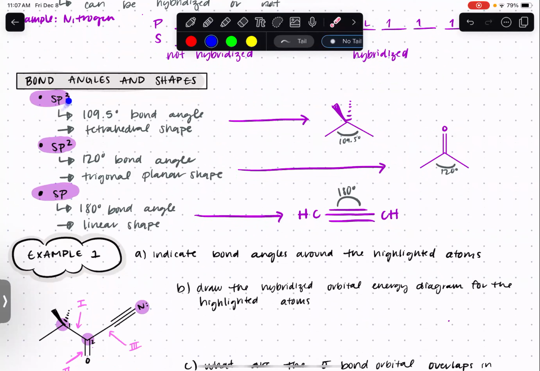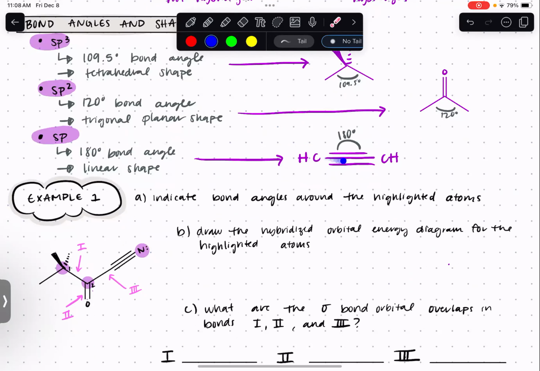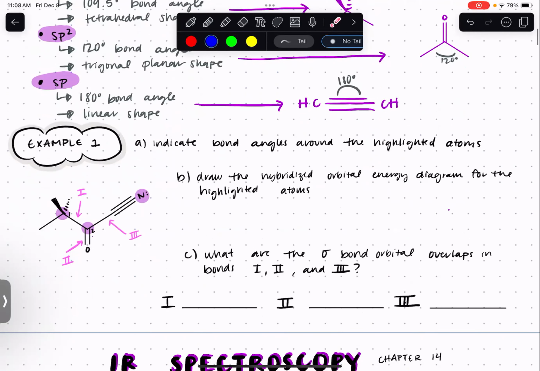Bond angles and shapes of our different types of hybridized orbitals. With sp3, our bond angle is going to be 109.5 degrees, and it has a tetrahedral shape. That's going to be drawn over here. You'll see that's where we typically get the wedge and the dash that we have been really accustomed to seeing. With sp2, we get 120-degree bond angles and a trigonal planar shape. This is just an example of that over here. And then with sp, we get a 180-degree bond angle in a linear shape. That looks like this, kind of like a little bit of a sunset, so that might help you remember that.